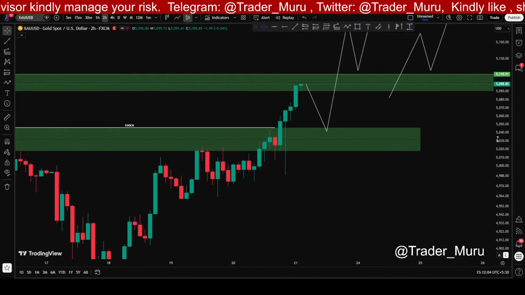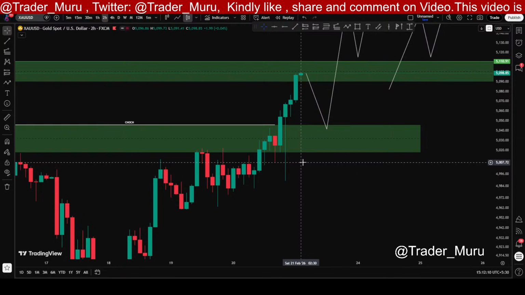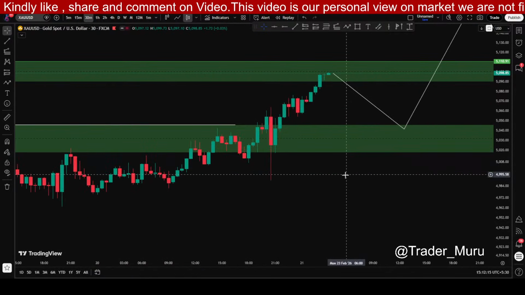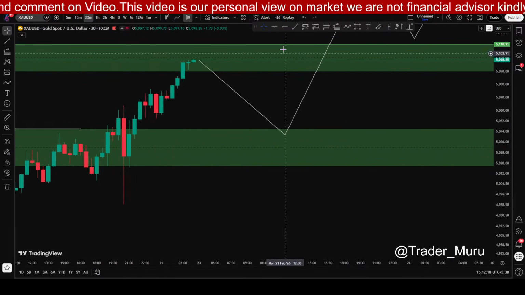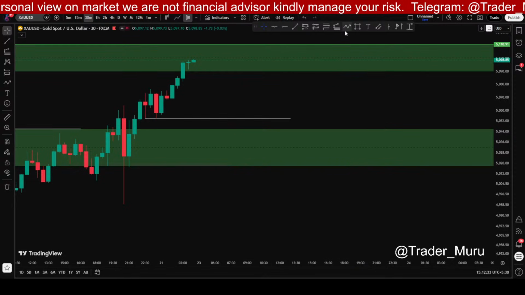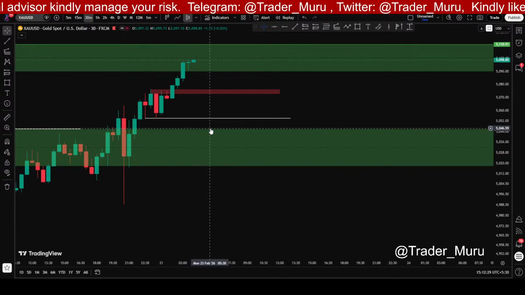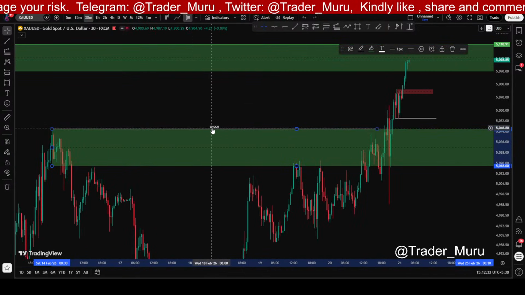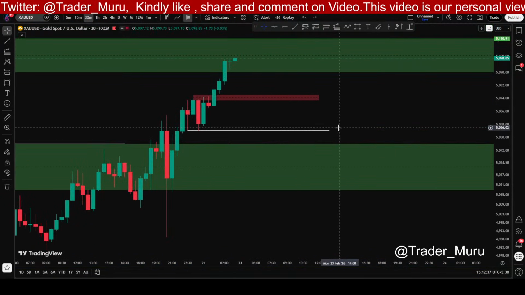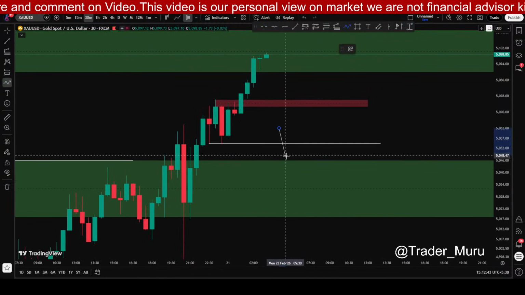Okay, we have an order block here around 5034 to 5007, and the massive area is this one here. Just a liquidity on the retest. This can be the first zone, but I will wait for this area here around 5050 to 5045. Here.